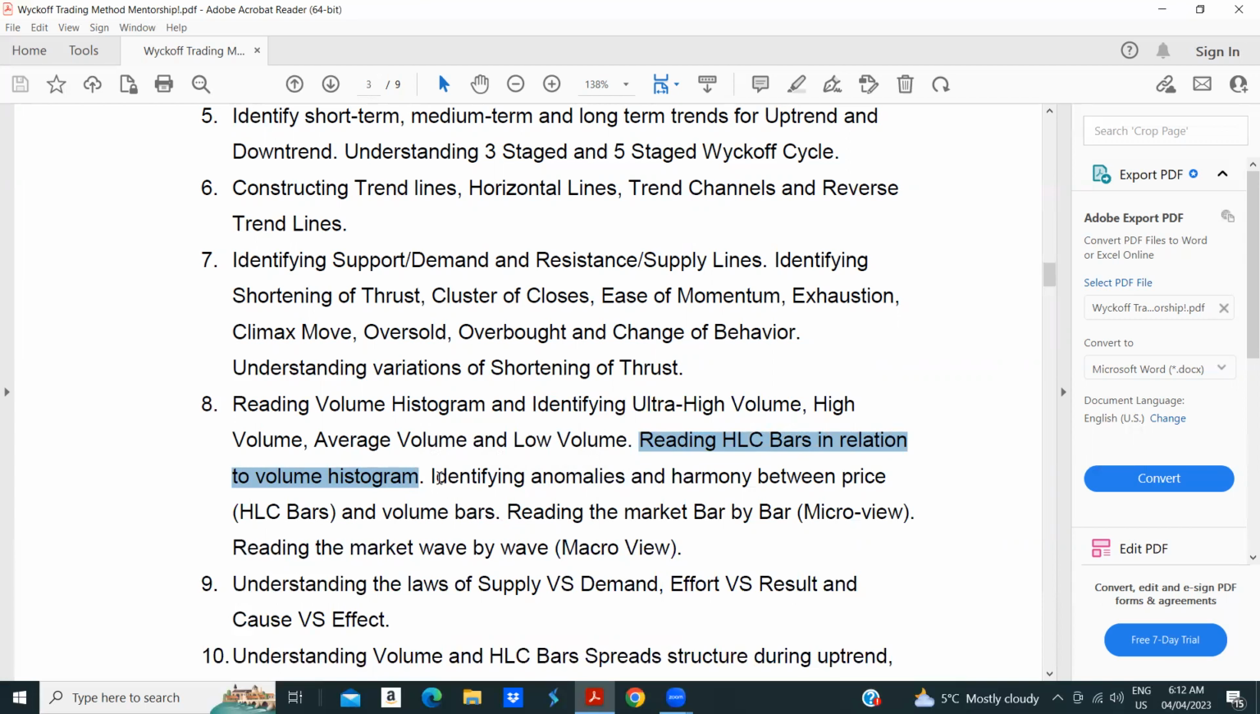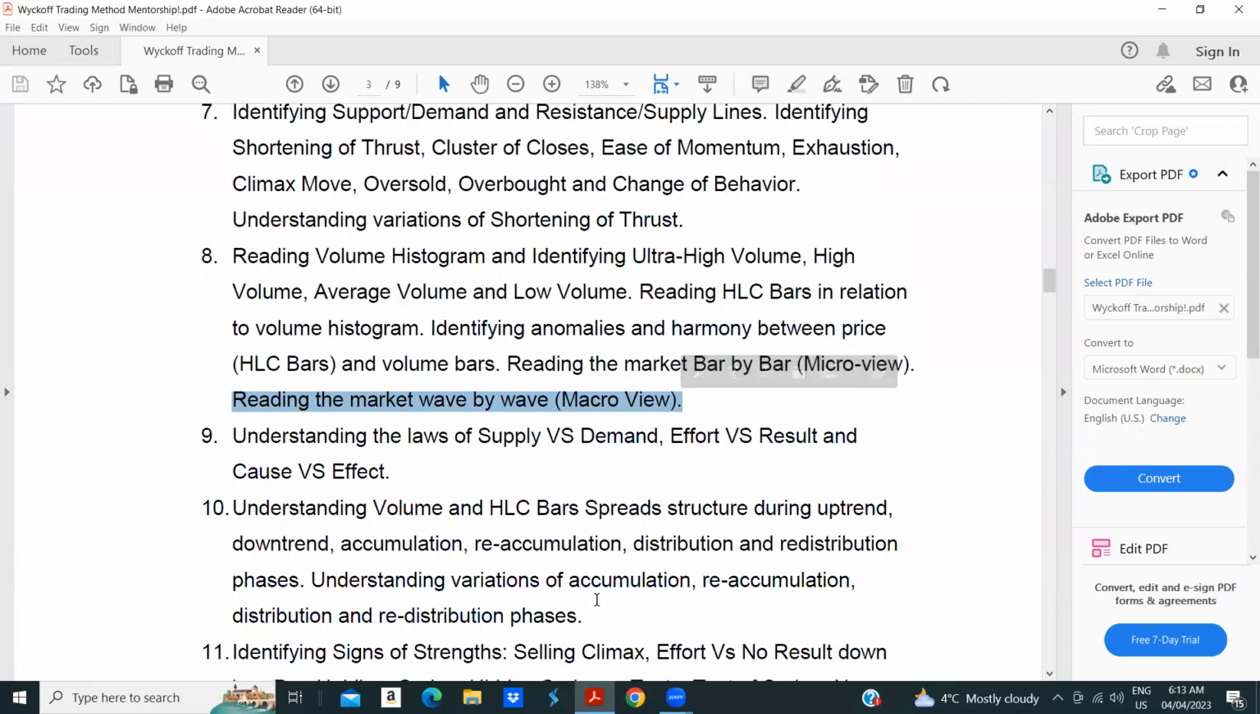By reading this, we're going to identify the anomalies and harmony between price and volume, in terms of HLC bars and volume bars as represented on the volume histogram. Furthermore, we're going to read the market bar by bar, which is a micro view. And then we will learn how to read the market wave by wave, which is known as a macro view. Then we're going to understand the laws of supply and demand, effort versus result, and cause versus effect.